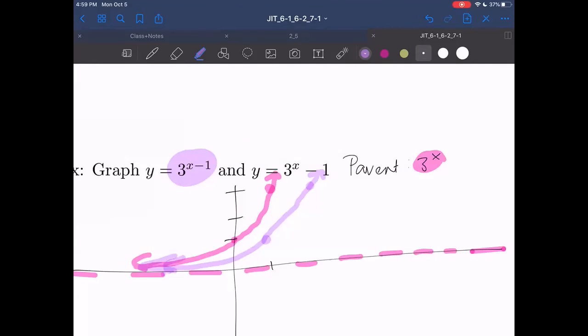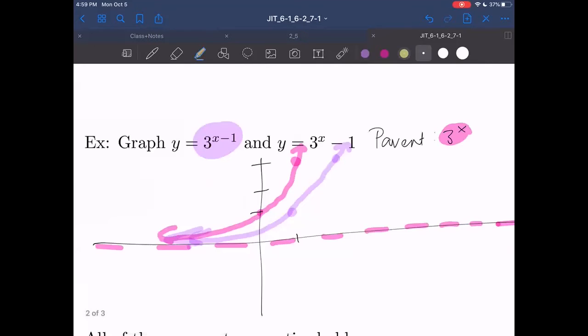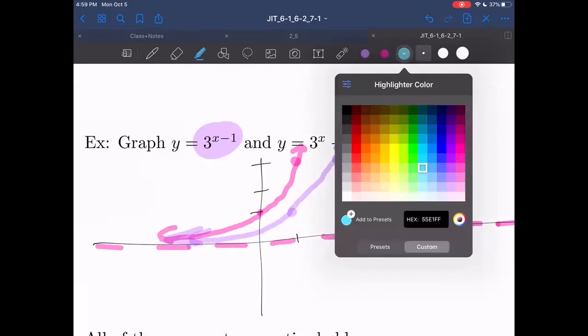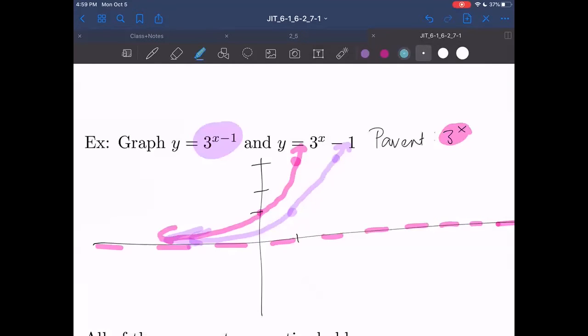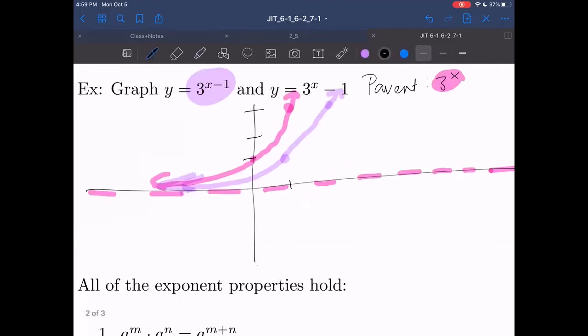For our up or down shift, so 3 to the x, minus 1, we're shifting down 1. So our asymptote will get shifted down 1. Okay, and then everything else will too. So our points get shifted down 1. But it still holds that same basic shape.